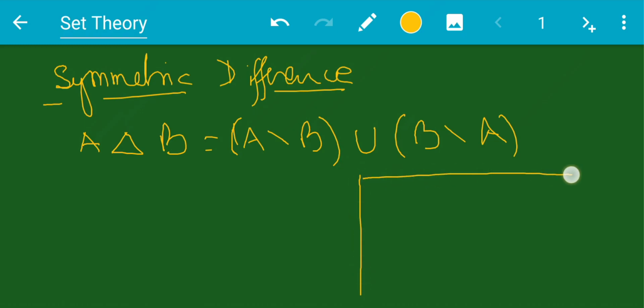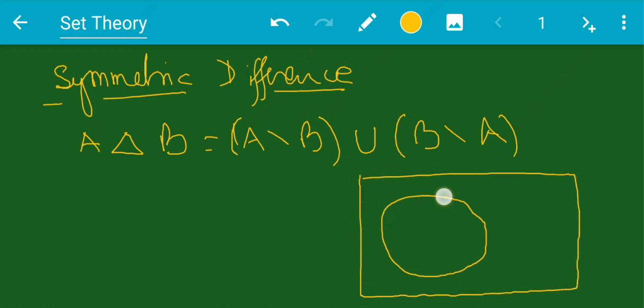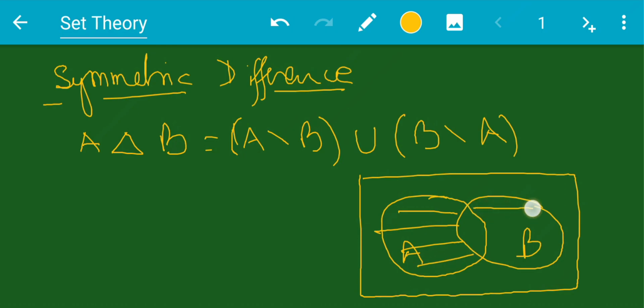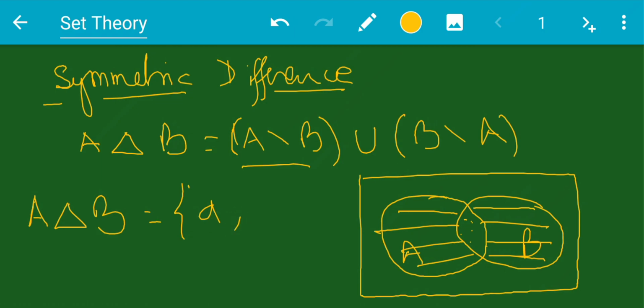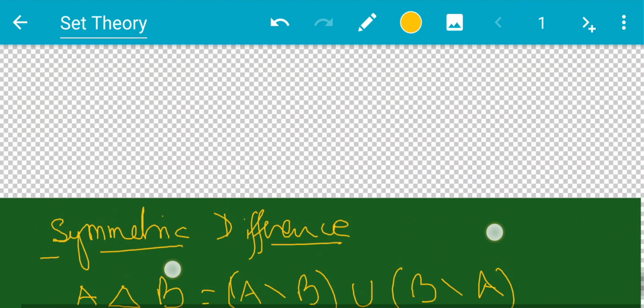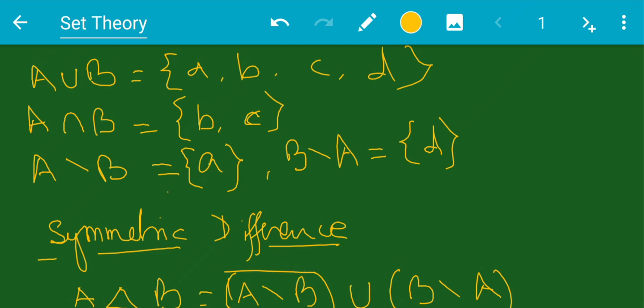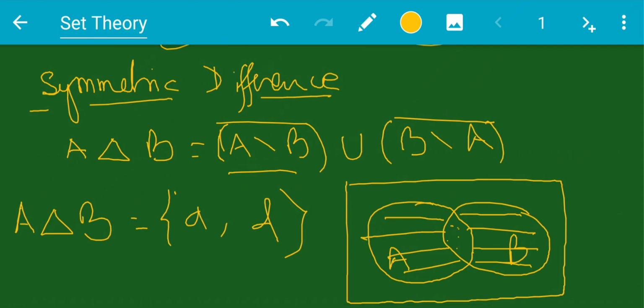If I explain this diagrammatically, this is your A, this is your B. Symmetric difference represents this portion; it excludes the common part. In our example, we already have these portions: this portion is this one and this portion is this one. If I take the union of these two, this is {A, D}. So this is called symmetric difference.